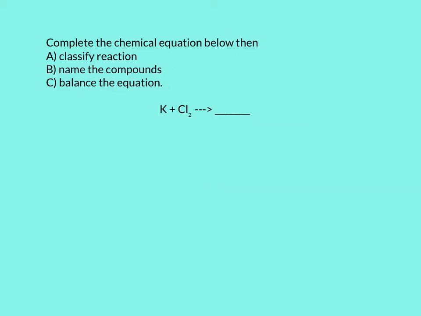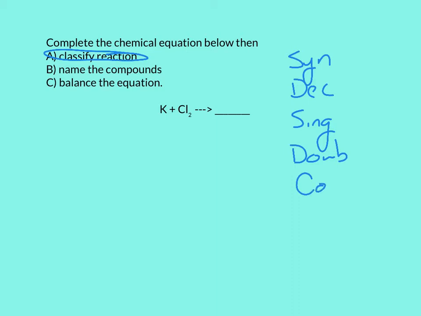All right, we're asked here to complete the chemical equation below. Then we're going to classify the reaction, we're going to name the compounds, and then we're going to balance the equations. Okay, so we got a few things to do here. First of all, we want to classify the equation. So that means, is this synthesis? Is it a decomposition? Is it a single replacement? Or a double replacement. So that's what we're looking for here. Maybe it's combustion. Those were our types of chemical reactions. So we're going to classify our reaction here.